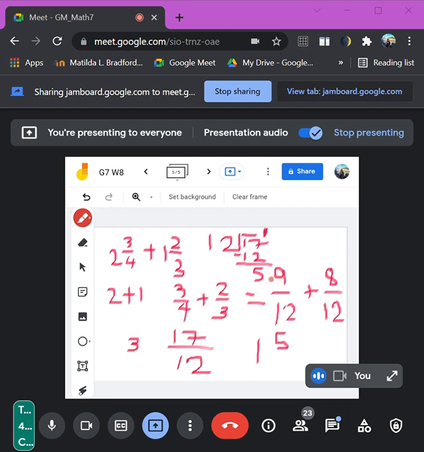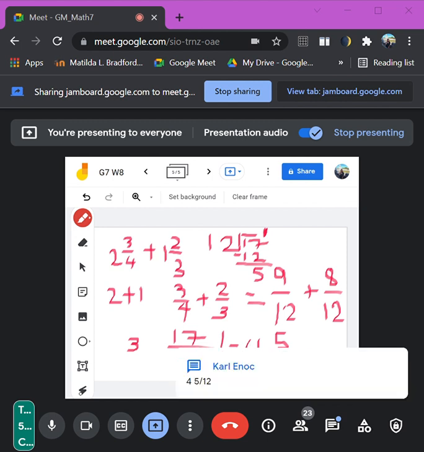Your remainder is your numerator, and your denominator is your denominator. So you have there 1 and 5 over 12. Then the whole number 3 here, you add to your 1. So 3 plus 1 is 4. So your final answer is 4 and 5 over 12.